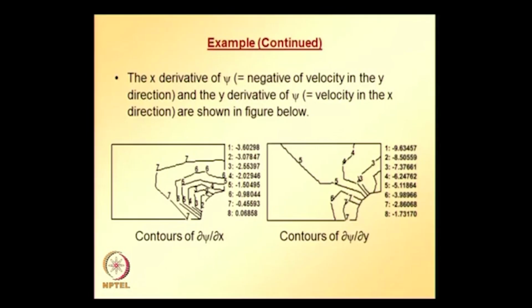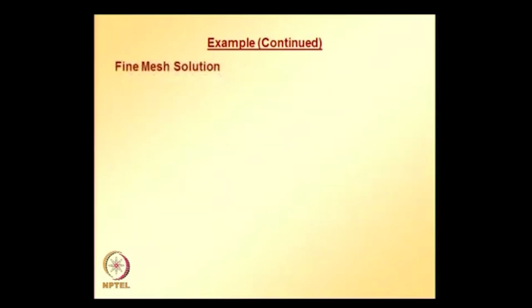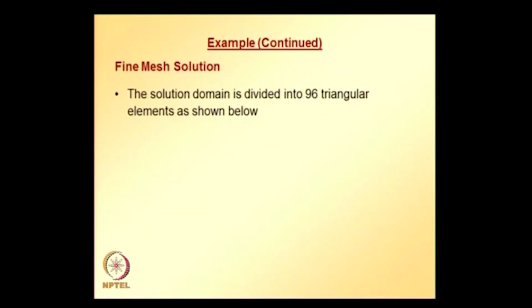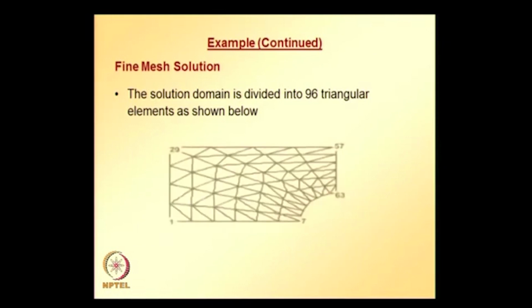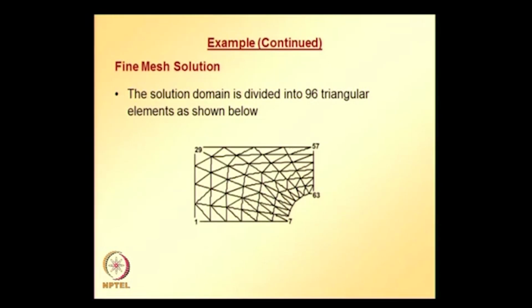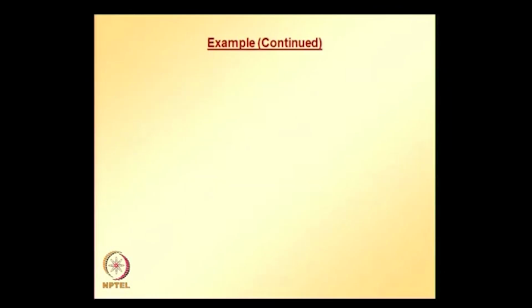So, the finite element solution that is shown is using 24 triangular elements. The problem can be repeated by using a finer mesh. The solution domain is divided into 96 triangular elements. So, the discretization is shown here and everything remains the same except that the size of the problem increases, because we are required to solve for more nodal values. So, let us look at how the solution looks.